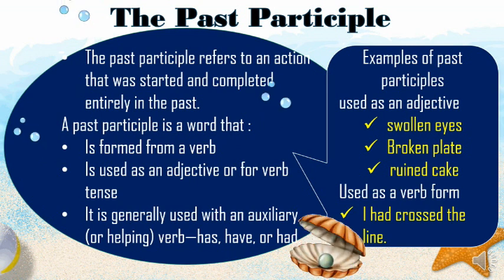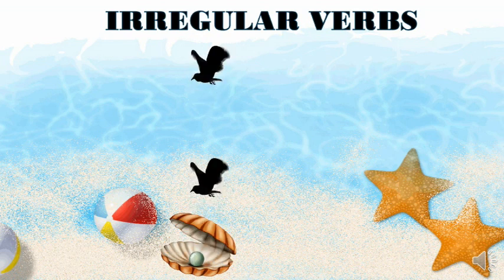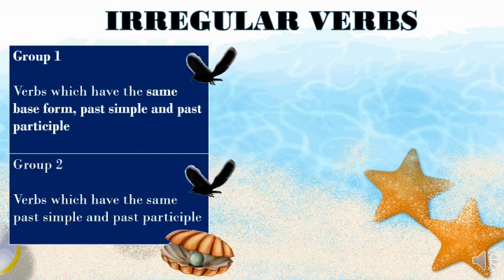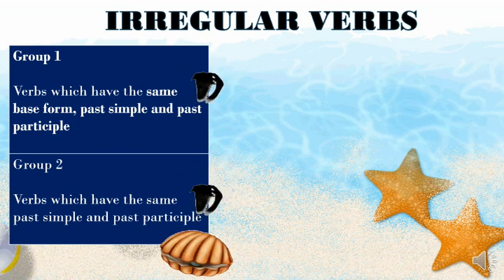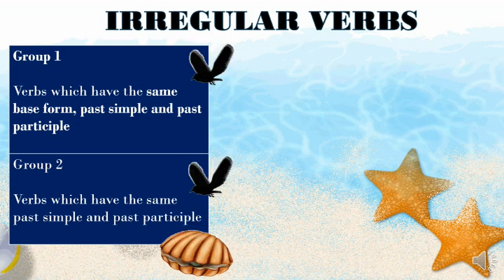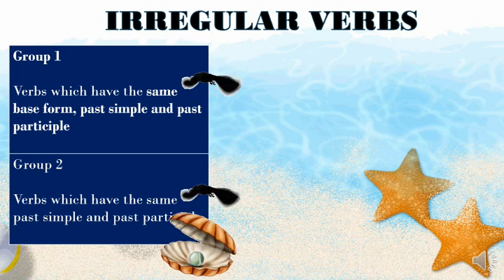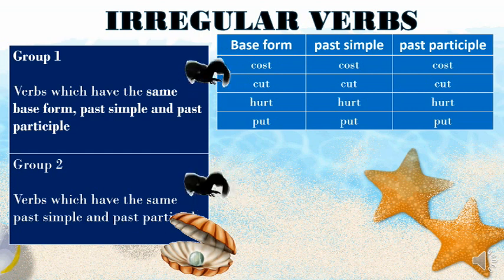So here, let's see more examples to understand this. Now you all know past simple and past participle, right? Okay, students, now I'm going to tell you the four groups. The first group is about verbs which have the same base form, and the past simple and past participle are also similar. Look at this one.